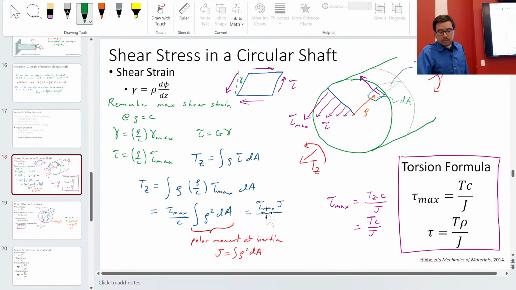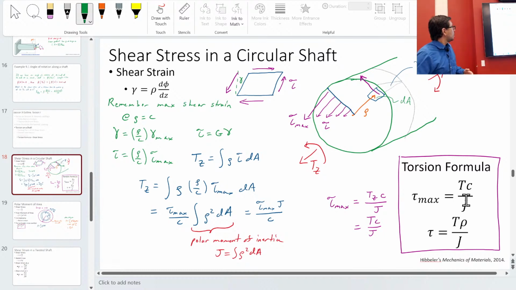And we then write tau max J over c is equal to torque. That can be rearranged to say that tau max is equal to T c over J. This is the formula you will want to have on your sheet. The corollary is if I'm not at the outer radius, if I'm at some rho, I know it varies linearly, so the tau along the radial direction as a function of radius is just torque times rho over J. Since we're in New Jersey and have a wonderful neighboring school, I like to think of this as TC and J.